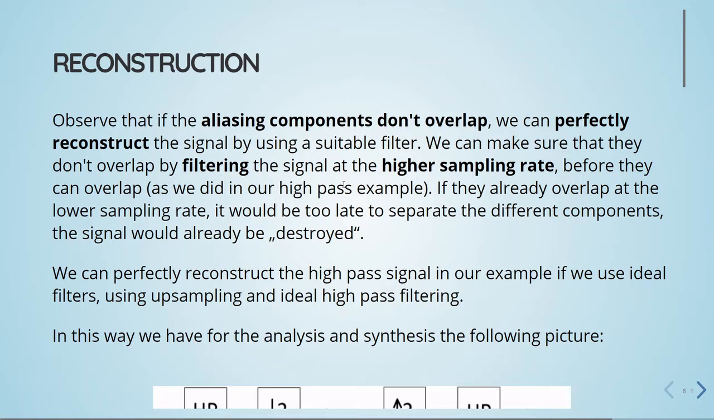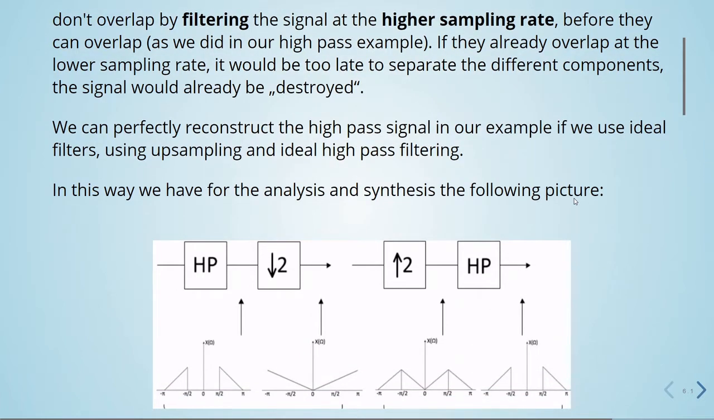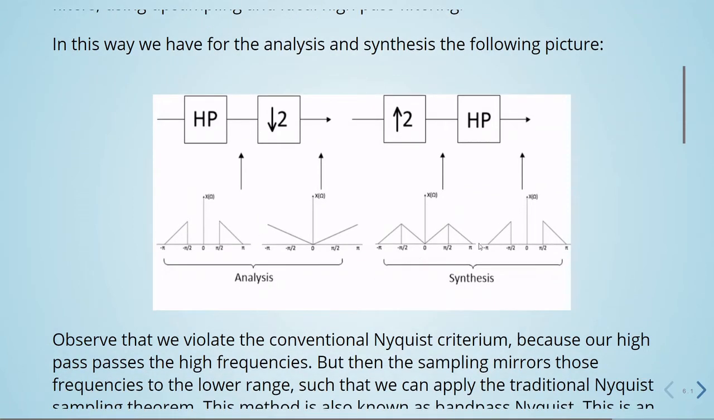We can perfectly reconstruct the high pass signal in our example if we use ideal filters, using upsampling and the ideal high pass filtering. So in this way we have for analysis and synthesis the following picture. Here we had a high pass and we had downsampling. Here is how the spectrum looks after high pass, after downsampling, and then for synthesis we have upsampling, and then we have the high pass filter, and we get this and this.